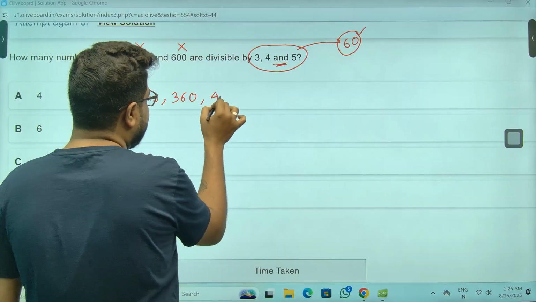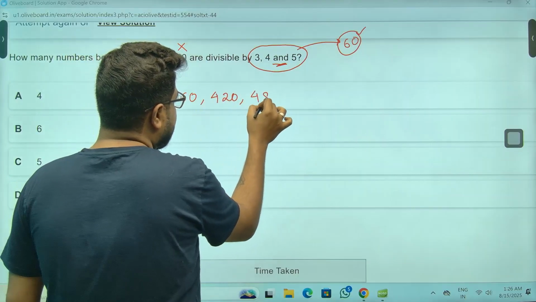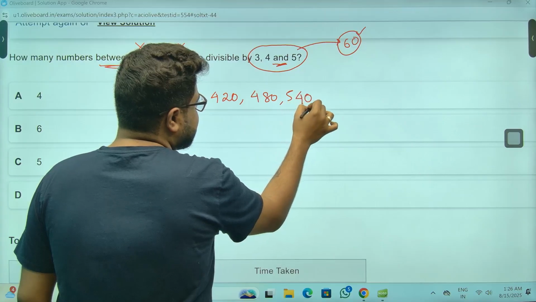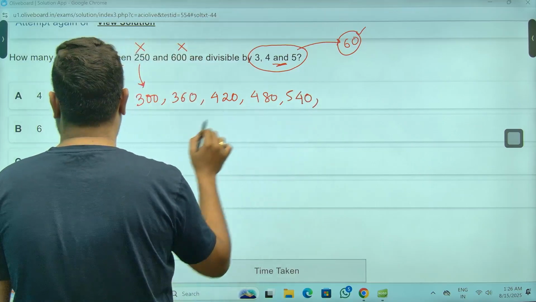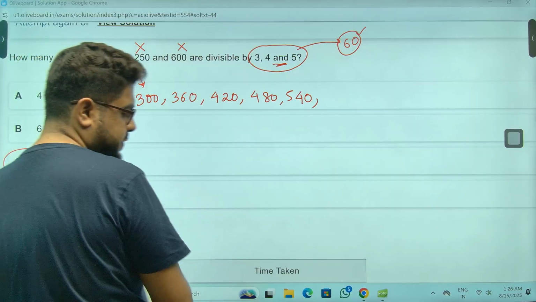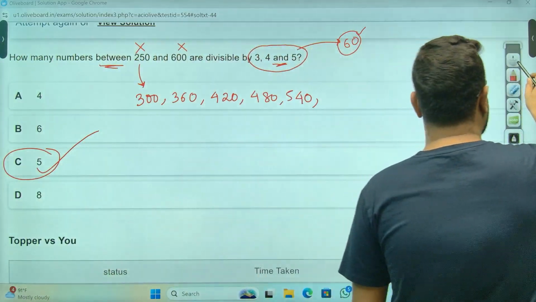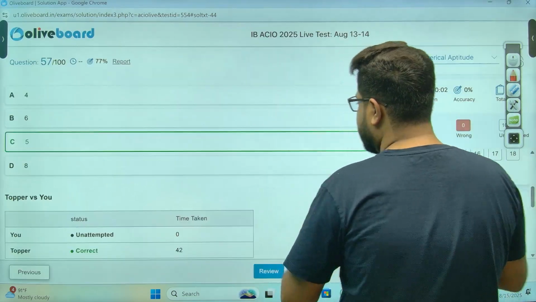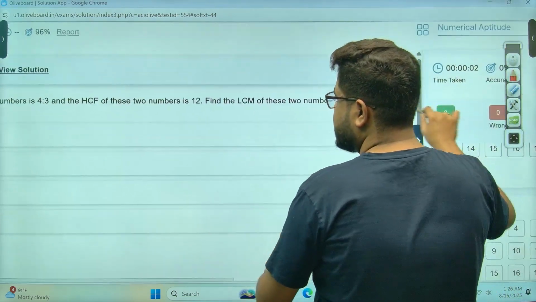360, 420, 480, 540. Then 600, I'll not take it. So how many? 1, 2, 3, 4, 5. Sir, answer is option C, 5. Answer is option number C, which is 5. Khatam. Khatam, sir. Next one.